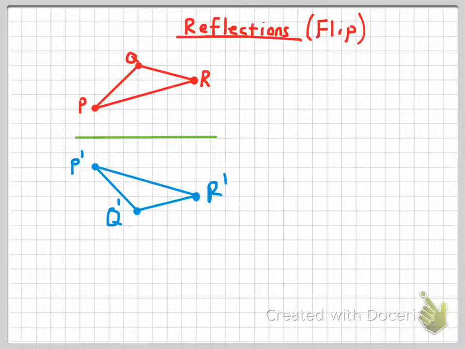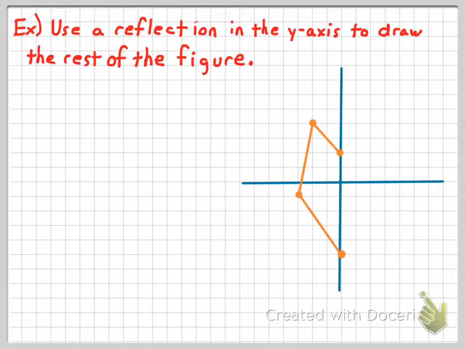Now, you're going to be asked to do some very simple things with reflections for this chapter, because again, we'll come back and do this in more detail in a later chapter. This is the type of thing you'll be asked to do with reflections. I've given you a figure on a coordinate plane, and I'm asking you to use a reflection in the y-axis in order to draw the rest of the figure.